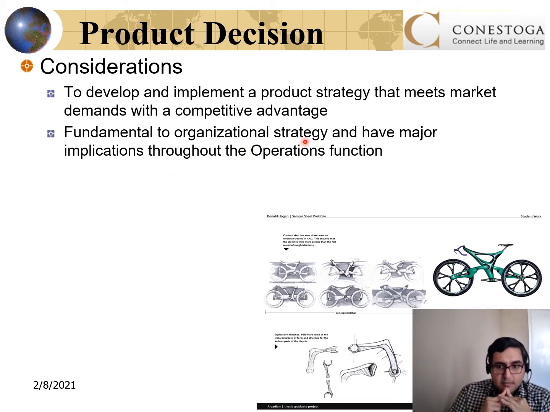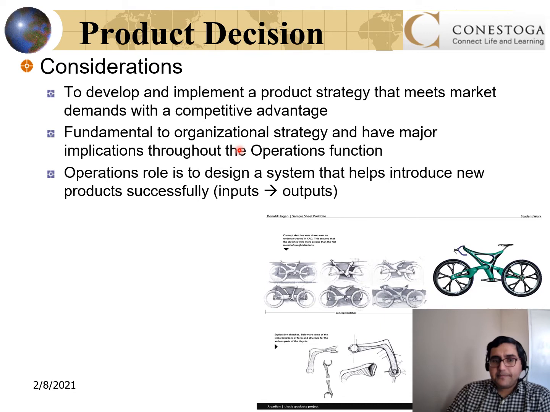Last week we studied about differentiation. We studied about the cost leadership or the response strategy. So understand the company where you are working, what's the strategy that your company is following. The product strategy should be derived from that particular organizational strategy. If the product strategy is not connected to the organizational strategy, then you might not be able to deliver that particular product. So this is very important.